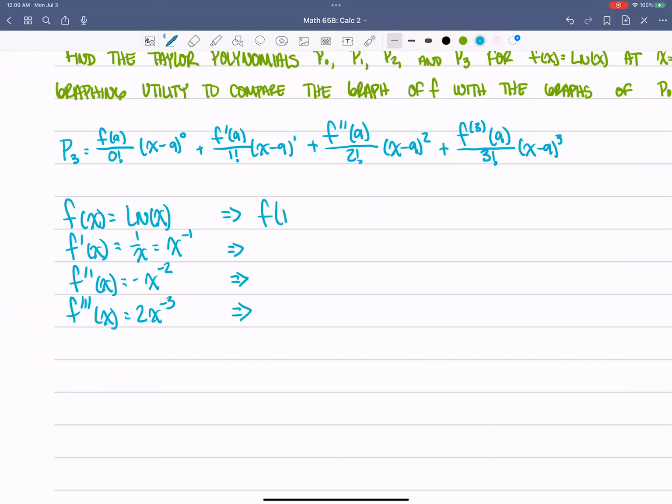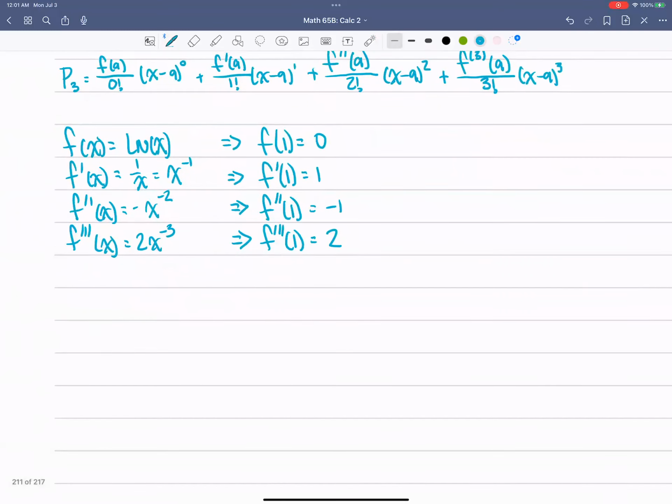So f of 1 is going to be 0. F prime of 1 is going to be 1. F double prime of 1 is going to be negative 1. And triple prime evaluated at 1 is going to be 2. So it looks like we have everything that we need. And all we have to do at this point is plug everything in.